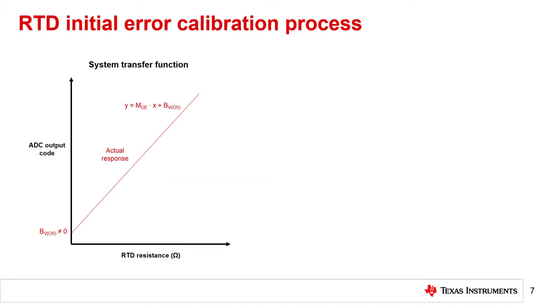The goal of the RTD initial error calibration process is the same as the standard gain and offset calibration procedure. The system has an unknown transfer function similar to the one shown on the left, and we are trying to determine how the measured resistance maps to the ADC output. In this case, however, we only care about a limited subset of the actual response that corresponds to the RTD measurement range.